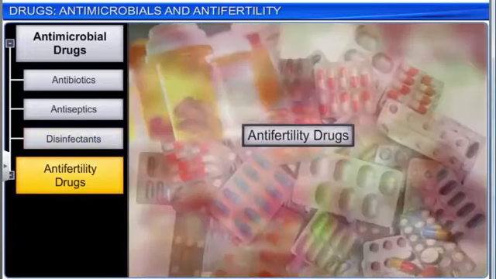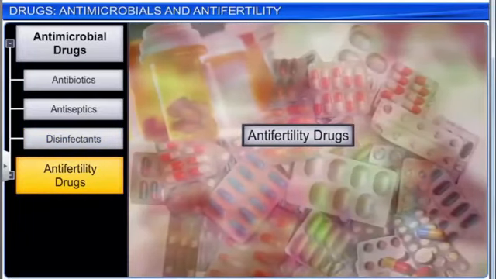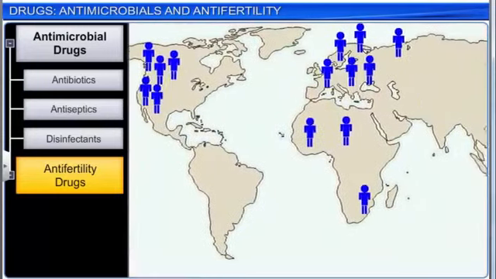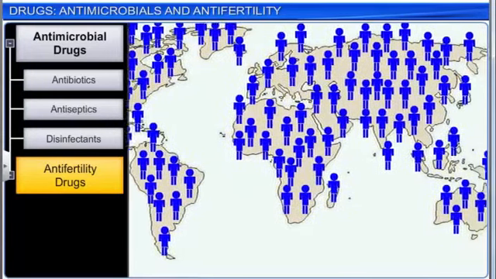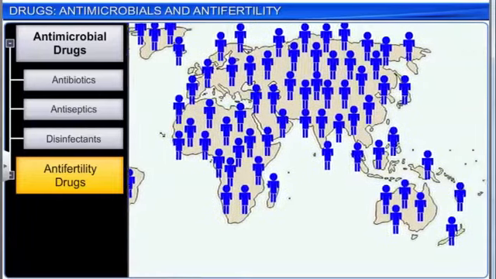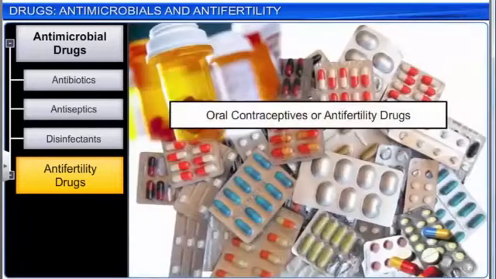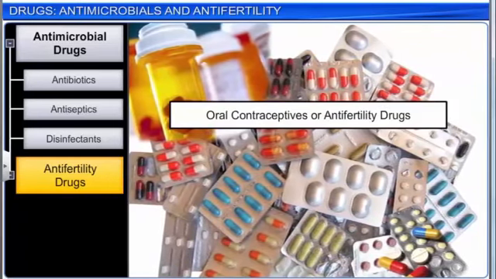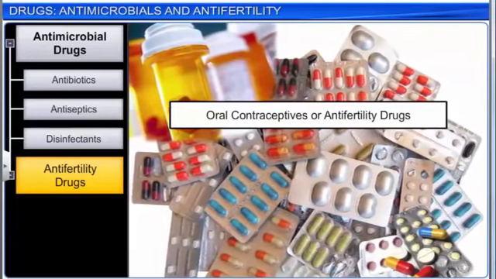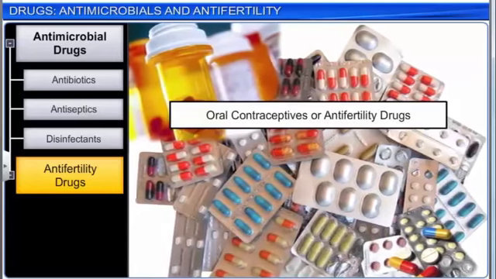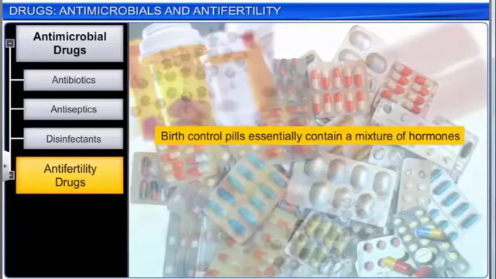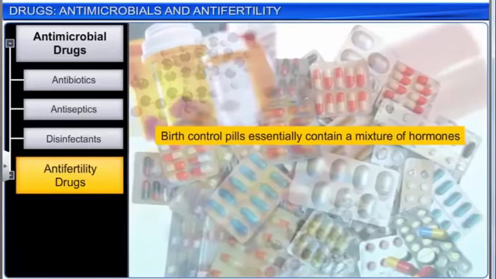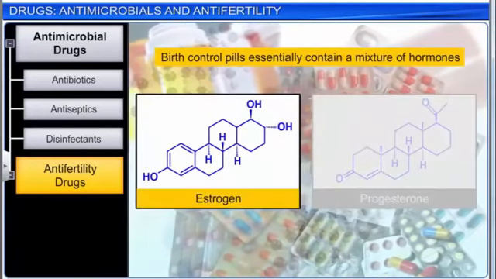Another important type of drugs is anti-fertility drugs. With global population growing by the day, birth control has become essential. Oral contraceptives or anti-fertility drugs are used for birth control. Birth control pills essentially contain a mixture of hormones, namely synthetic estrogen and progesterone derivatives.